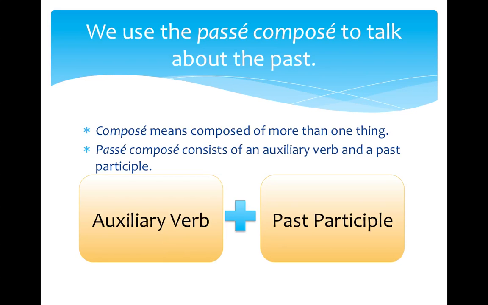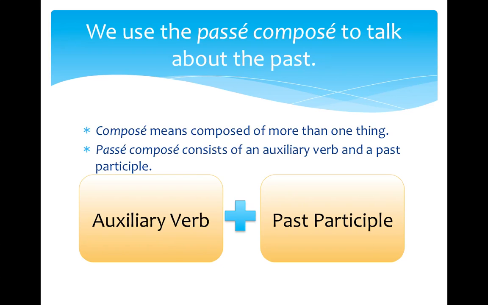We use the passé composé to talk about the past. Now, the word composé means composed of more than one thing. It can mean a mixture. So in France, you can order une salade or une salade composée. Une salade is a bunch of lettuce. Une salade composée is a salad that's made up of lettuce and maybe tomatoes and maybe carrots and onions and other things. The passé composé is a mixture.